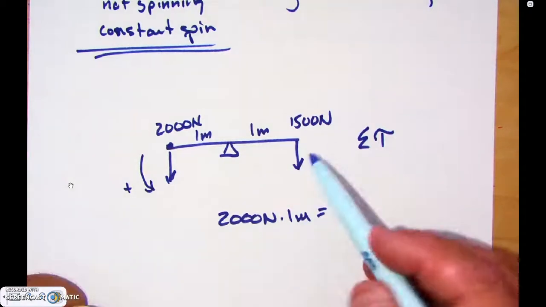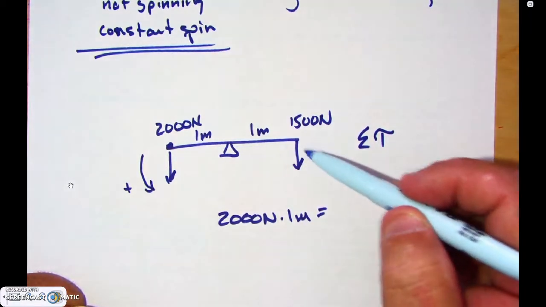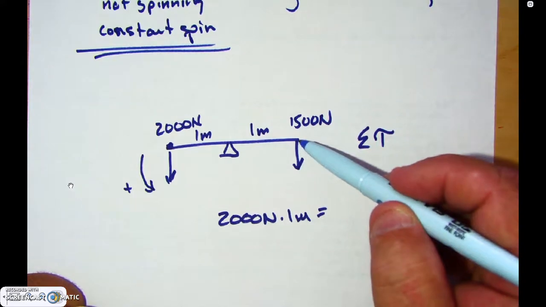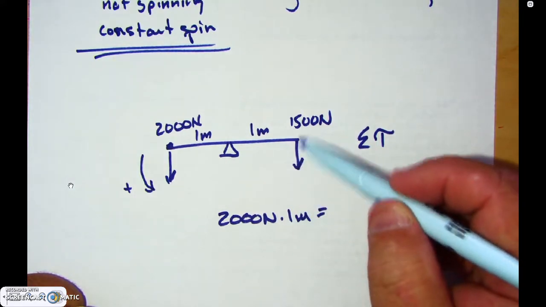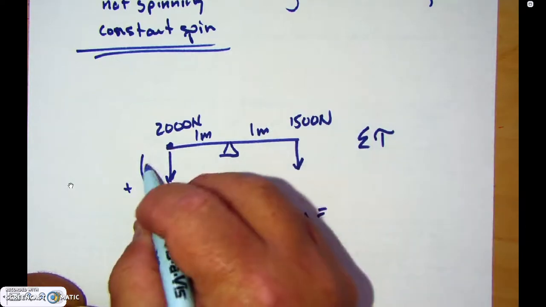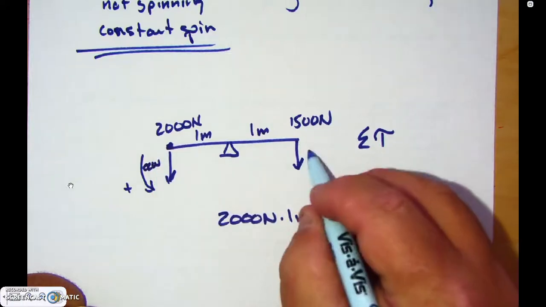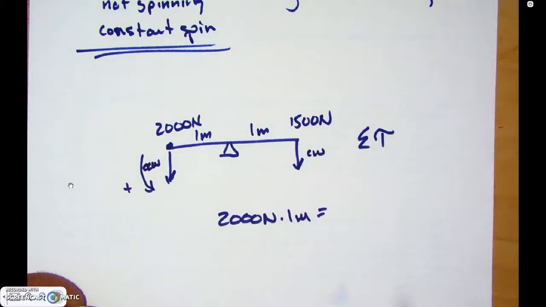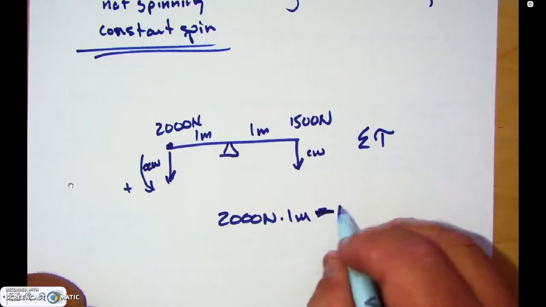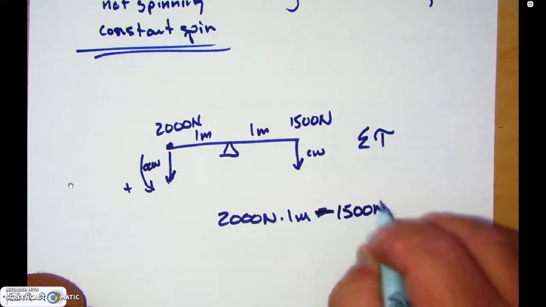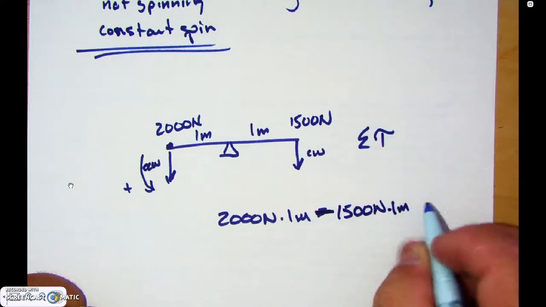Now, if I come to the other torque over here, let's decide direction first. If this is the only torque acting on it, it's going to cause it to go this way, which is clockwise. So this one over here is counterclockwise. This one over here would be clockwise. So since I said this is positive, then I have to say minus 1,500 newtons times 1 meter.